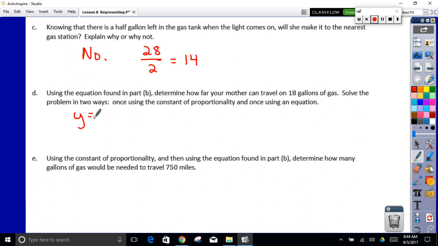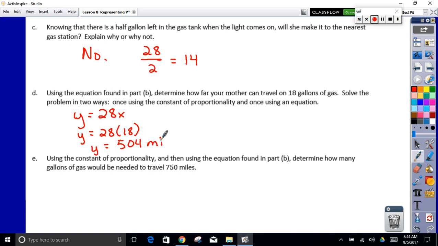Okay, so we know that our equation is y equals 28x. So Grace is saying she knows what x is. X is 18, that's how many gallons. So y equals 28 times 18. And so then what did you get as an answer for y? 494 miles. That's not quite it. Did you do that by hand? Yeah. Devin? 504. It's 504. So she could travel 504 miles.